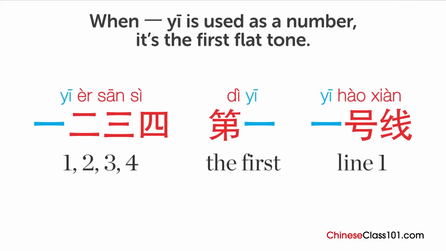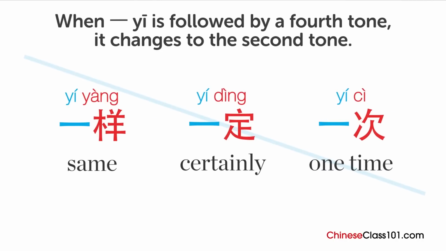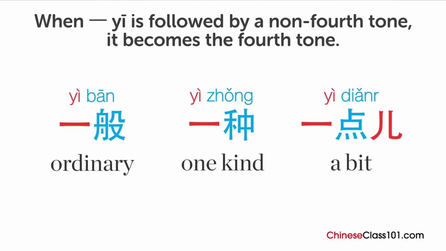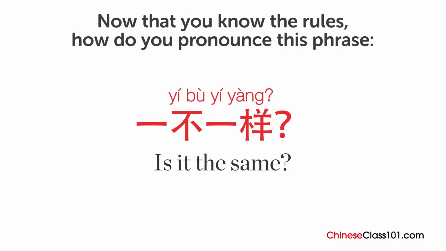When yi is used as a number, it's the first flat tone, as in 1, 2, 3, 4, 第一, 一号线. When yi is followed by a fourth tone, it changes to the second tone, 一样, 一定, 一次. When yi is followed by a non-fourth tone, it becomes the fourth tone, 一般, 一种, 一点儿. Now you know the rules.